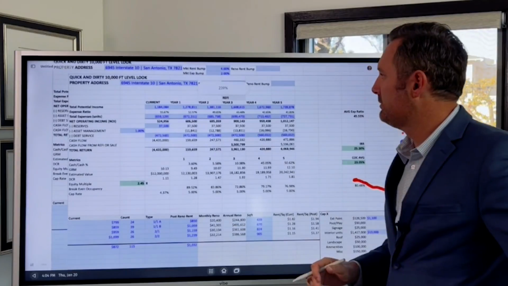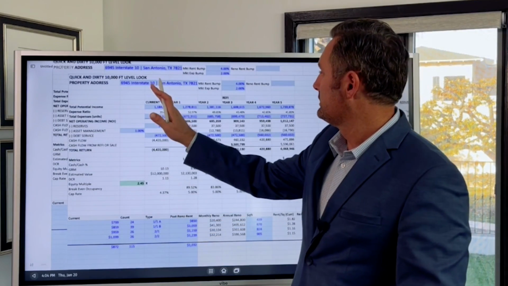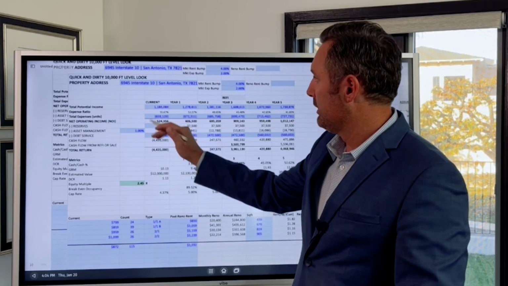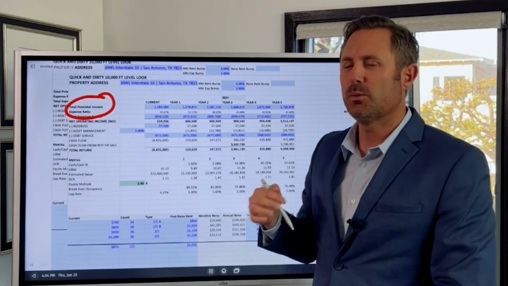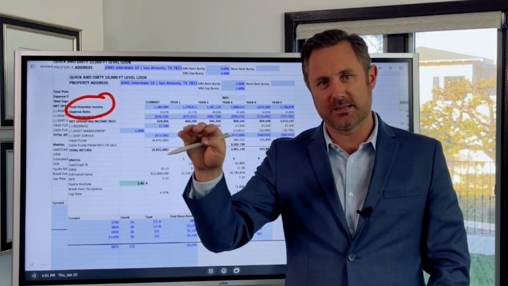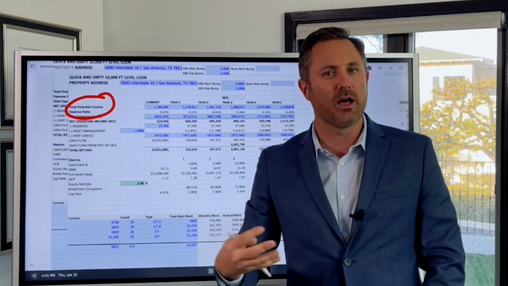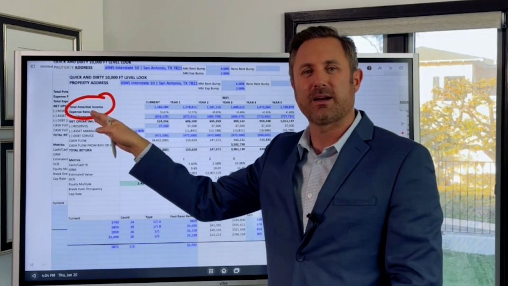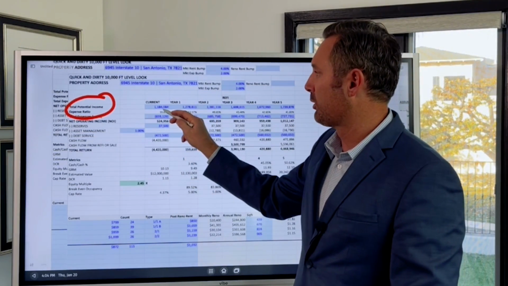So here we go. We're looking at this on a multi-year trend, starting with the current. When it says total potential income here, what I mean is you take the gross income, less any vacancy, less any bad debt, concessions, loss to lease, and you add in all the other income. So this is essentially my effective gross income, the total potential income on the building. That's the number we're putting here.